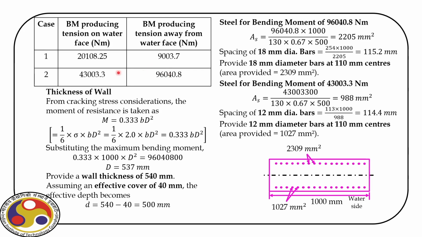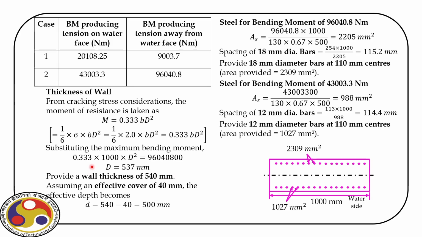Of course, we will also find out the steel for the other face, which will have a bending moment of 43,003. But first let us find out the thickness of the wall. And for that, you can recall this expression. So that is the capacity that we equate with the applied bending moment. And the moment we do that, the only unknown in this expression is this capital D, which is the total thickness. And in this case, we have 537 millimeter. So we can provide a wall thickness of 540 millimeter.